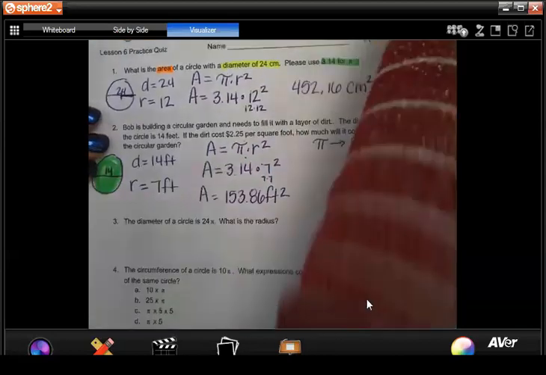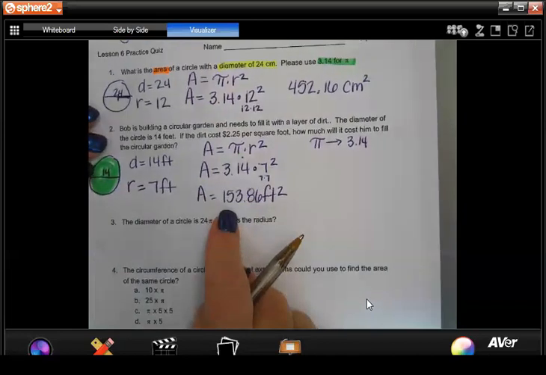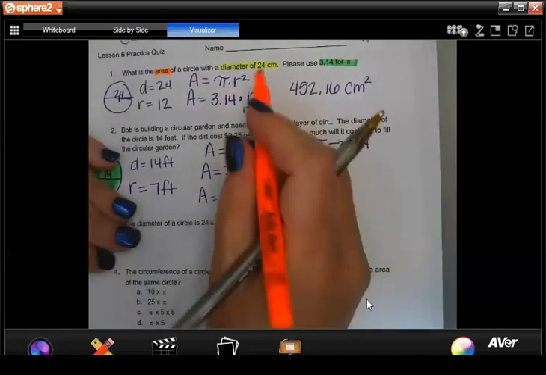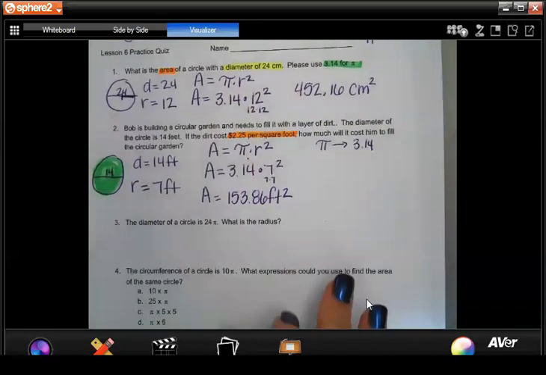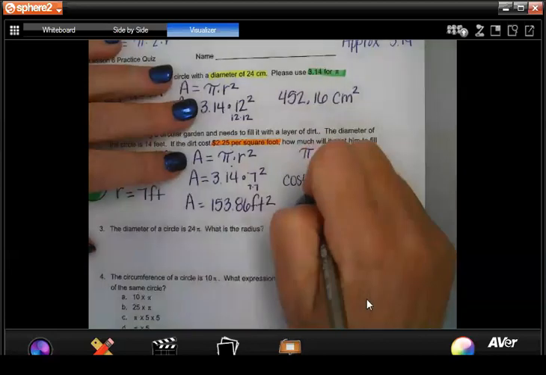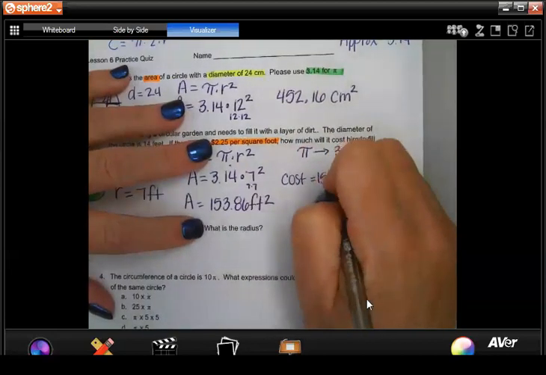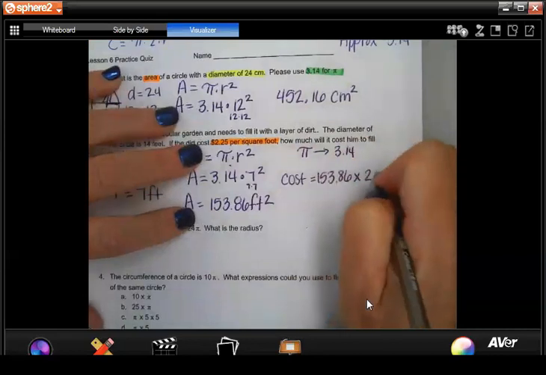So this is how much dirt I'm going to need. Now, we know the dirt costs $2.25 per square foot. So to find the cost, we're going to take the total area and multiply it by the cost per square foot.